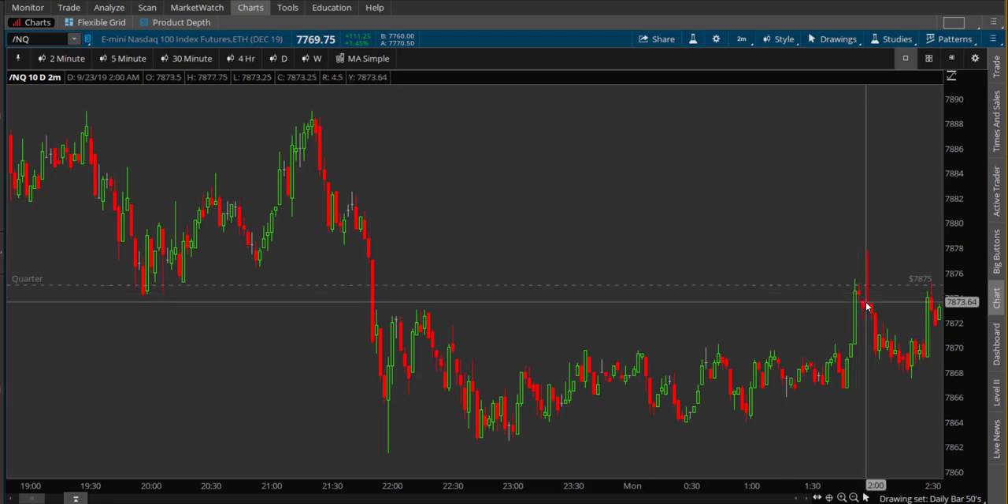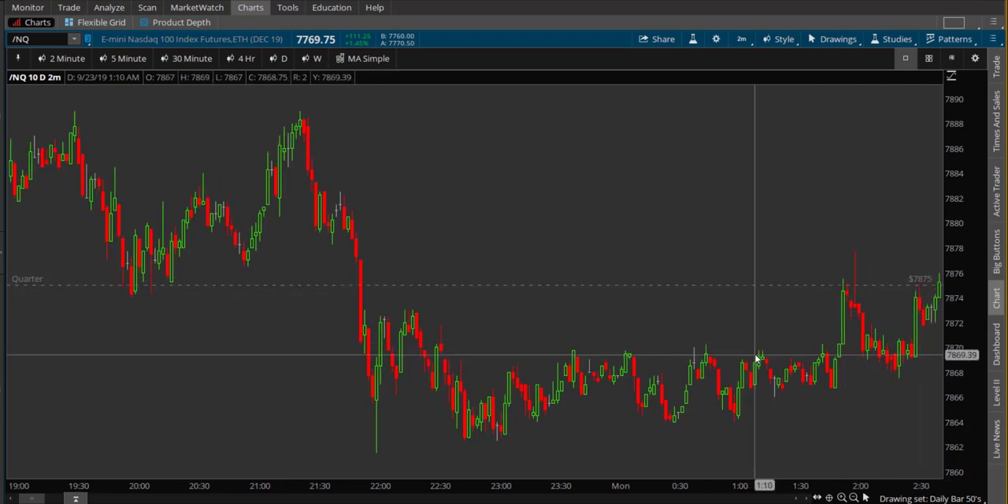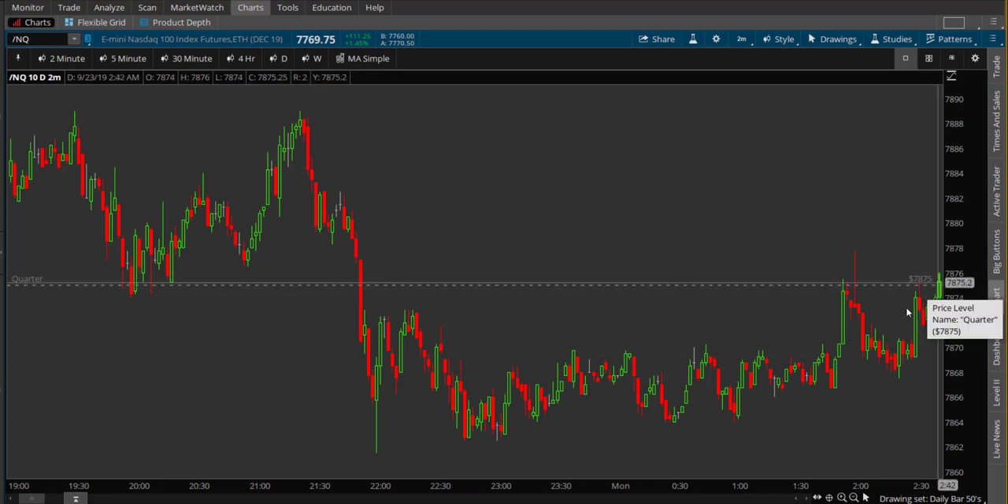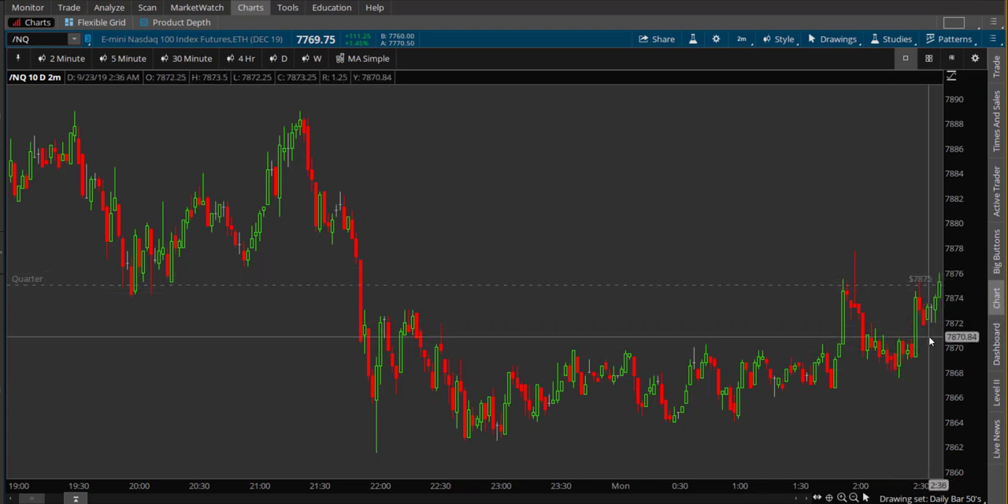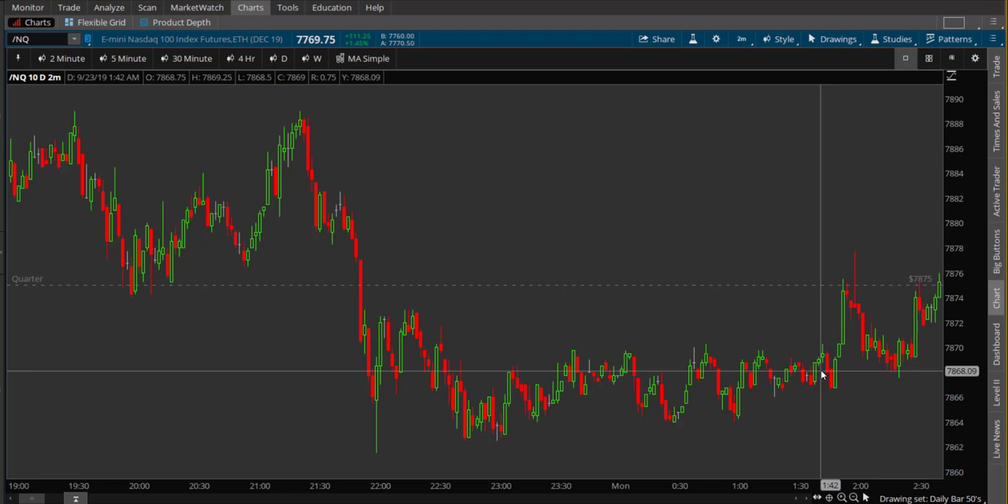Look at these little candles. That was a soft rejection. That's letting you know, hey, this is probably going to come back up again, right? So we just keep scrolling. What do we get? We get another opportunity, and this one closed above the 75.